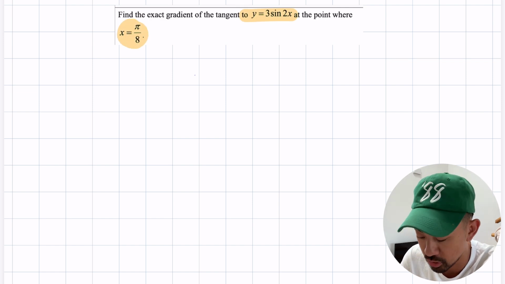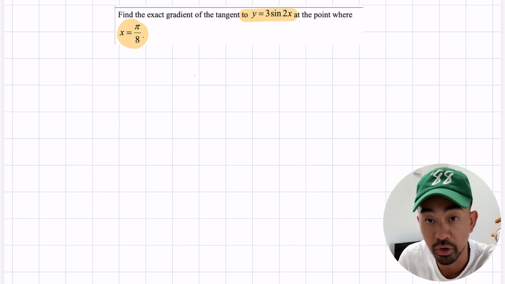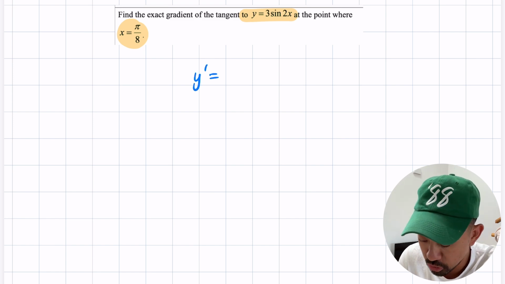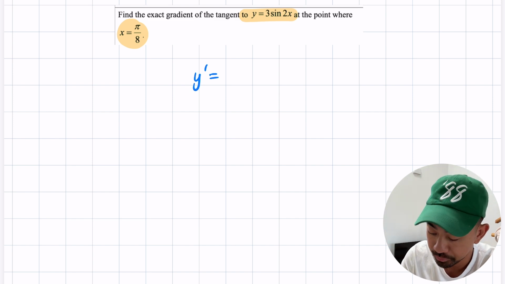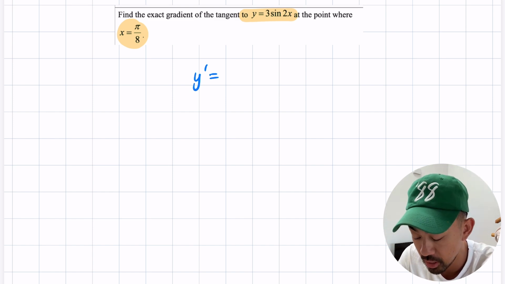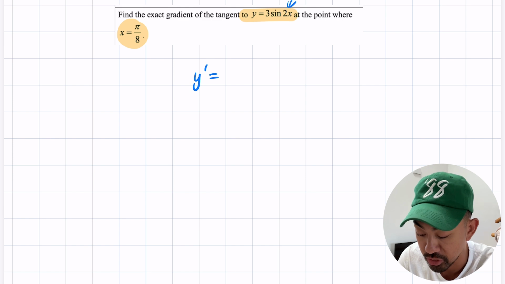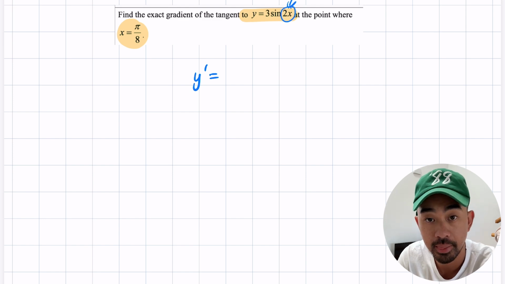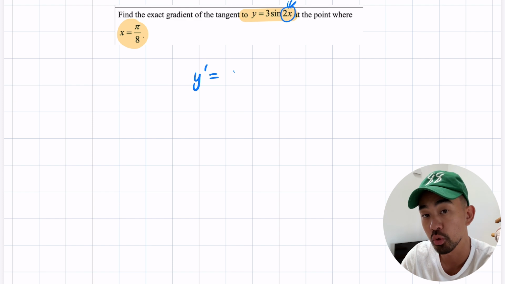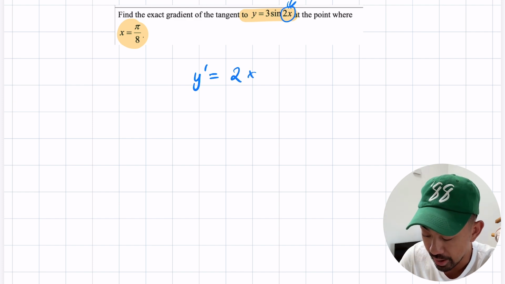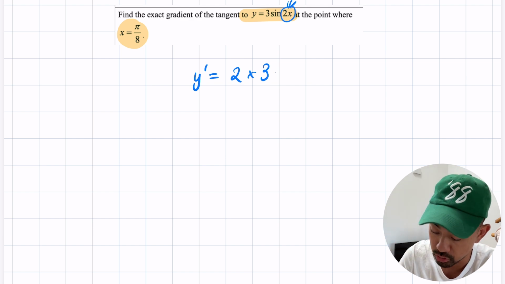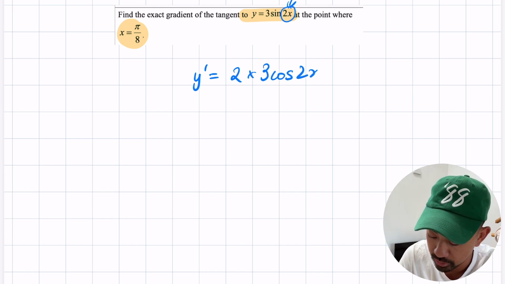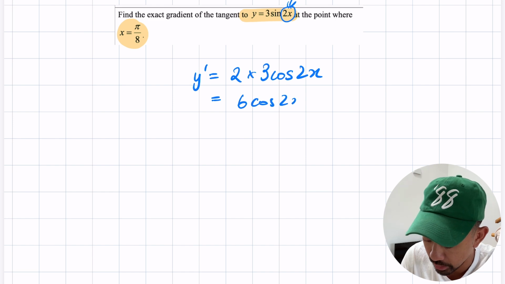Okay, so now this one's just straight up, we've got to differentiate. So y dash will be, now whenever you differentiate sine, it turns to cos, right? So the derivative of sine is cos. But what you also have to do is differentiate this function here and stick it out the front. So the derivative of 2x is 2. And then I just rewrite the rest of it. So 3. Now sine turns into cos. So I just rewrite that as cos 2x, like so. So simplifying that will be 6 cos 2x.